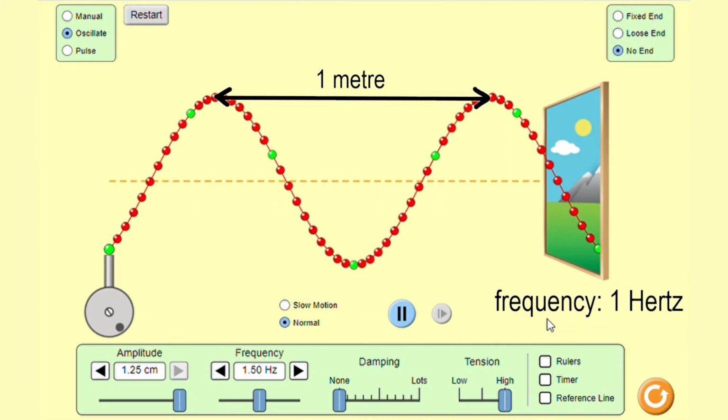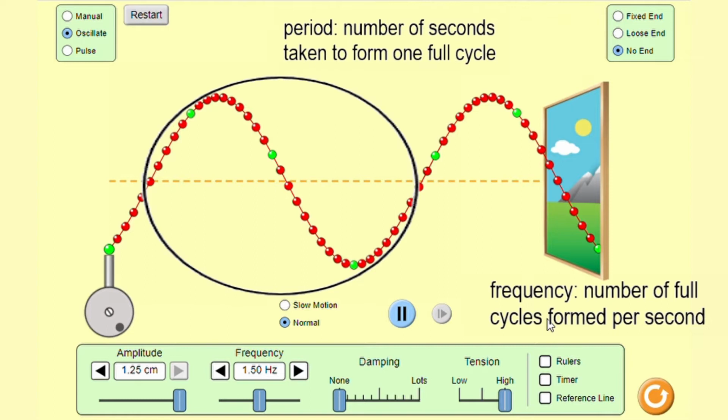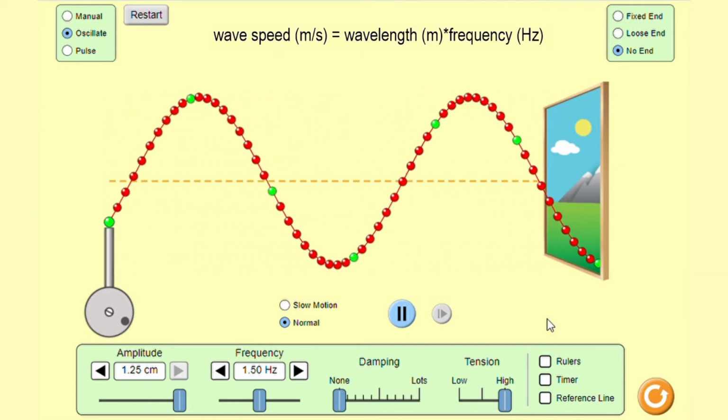This wave has a wavelength of 1 meter and a frequency of 1 hertz. Hence, the speed is 1 meter per second. There's also a property called the period, which is the opposite of frequency. While the frequency is the number of cycles per second, the period is the number of seconds it takes for one full cycle. Speed is equal to the wavelength times frequency.